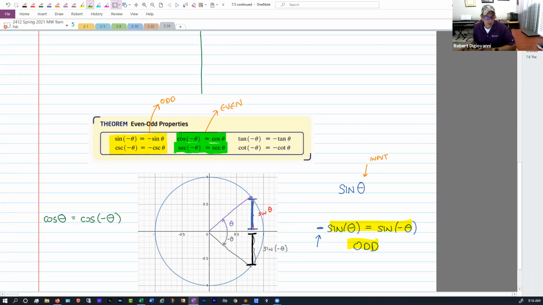Now, tangent and cotangent are a little bit harder to show. So in an effort to save us a little bit of time, I'm just going to tell you what they are, and then we could verify it. We could draw pictures, but I'm not going to. For now, it's just important that you know that both of these are odd, okay? So out of all of the 6 trig functions, only 2 of them are even, cosine and secant. The rest are odd, okay?